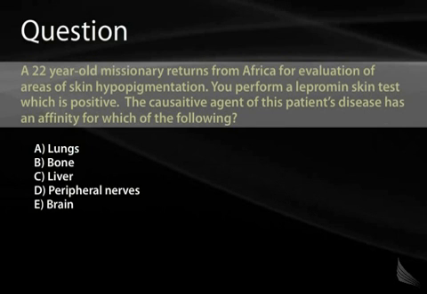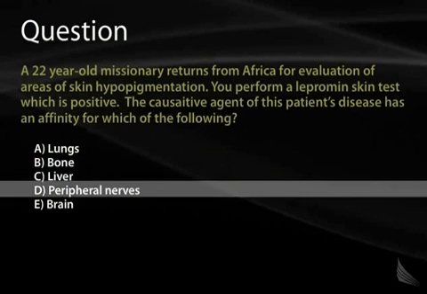So we talked about how it grows in colder temperatures, loves the skin, and likes the peripheral nerves. We haven't talked about leprosy affecting the lungs, bone, liver, or brain. And so the answer is D, peripheral nerves. You could argue that bone is affected in leprosy, but that's usually secondary due to nerve loss and physical damage.